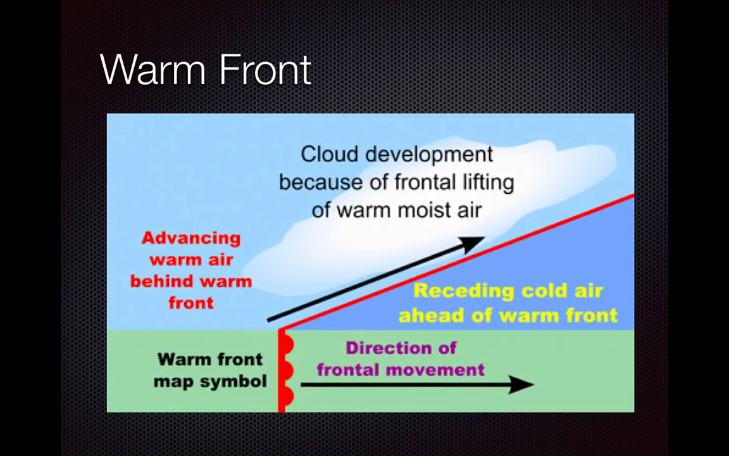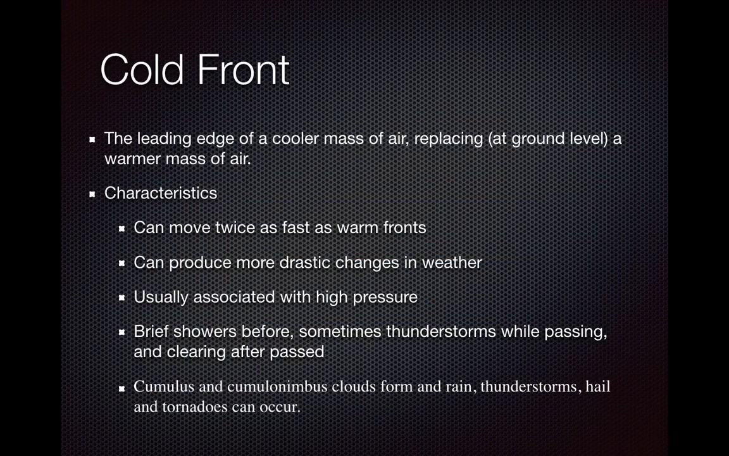So look at this picture. You see the red symbol for warm front. The warm front's moving towards the right, so you can see that those circles are pointing towards the right. So the warm front overtakes a cold air front by basically pushing it out of the way. If you see that red diagonal that's going up to the right, it's showing that the advancing warm air behind the warm front is pushing the receding cold air.